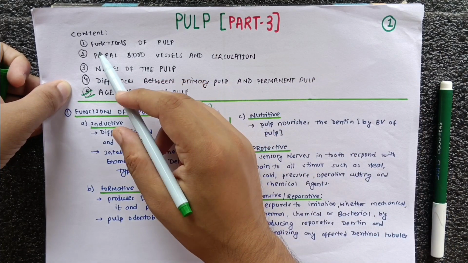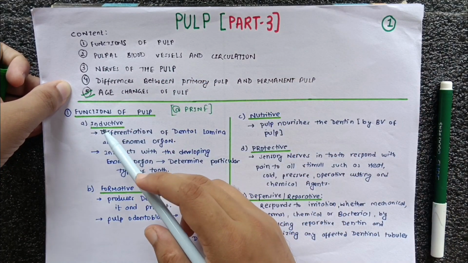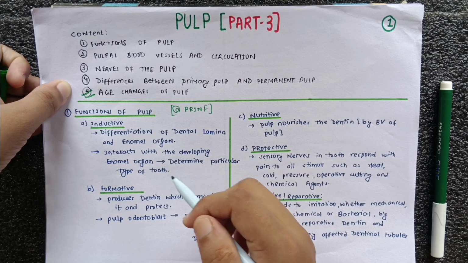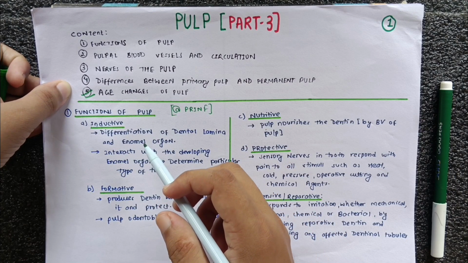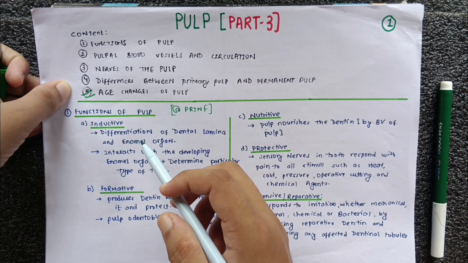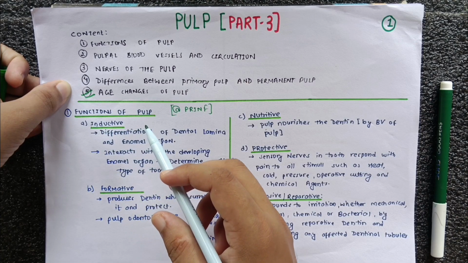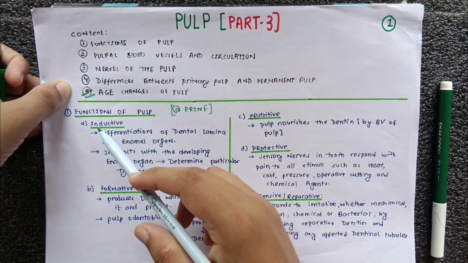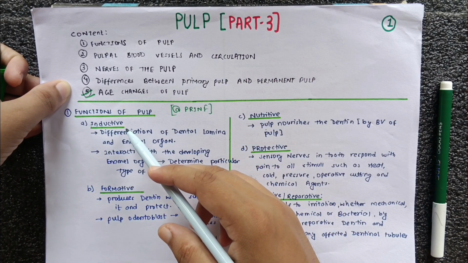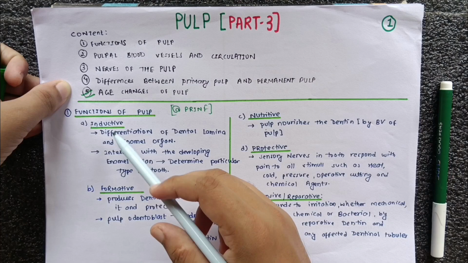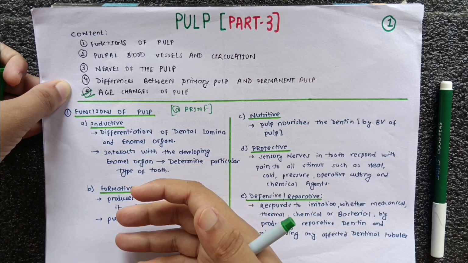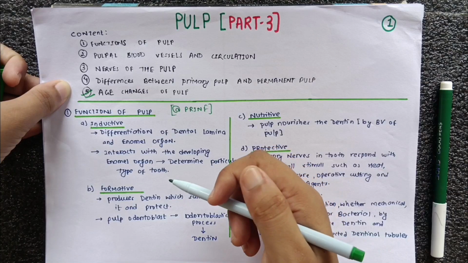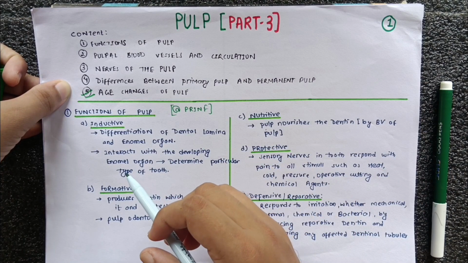So our content is functions of the pulp first. It is one of the favorite questions of the theory exams. Most of the time, our teachers ask for the functions of the pulp in the theory exams. So when they ask you to write the functions of the pulp, if you write in such a pattern, which I have taken from Orban's, then they would give full marks to the answer.